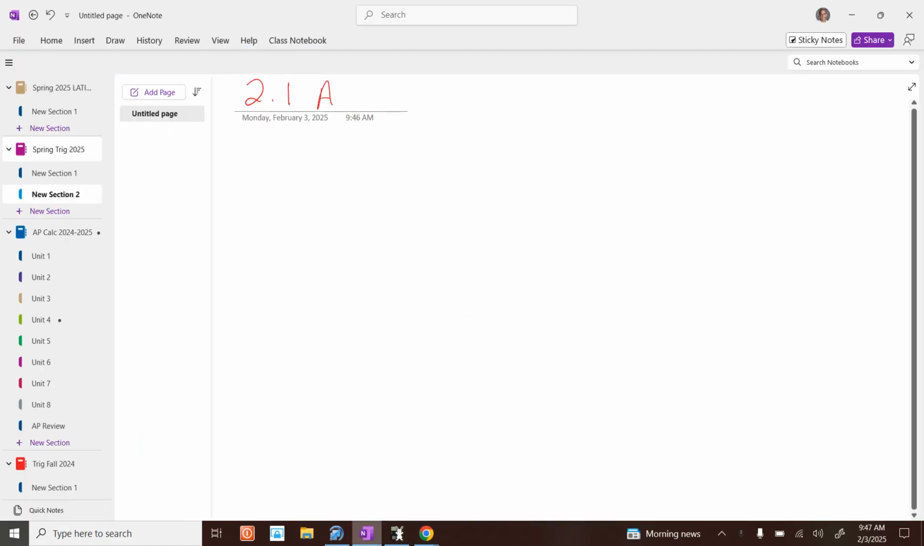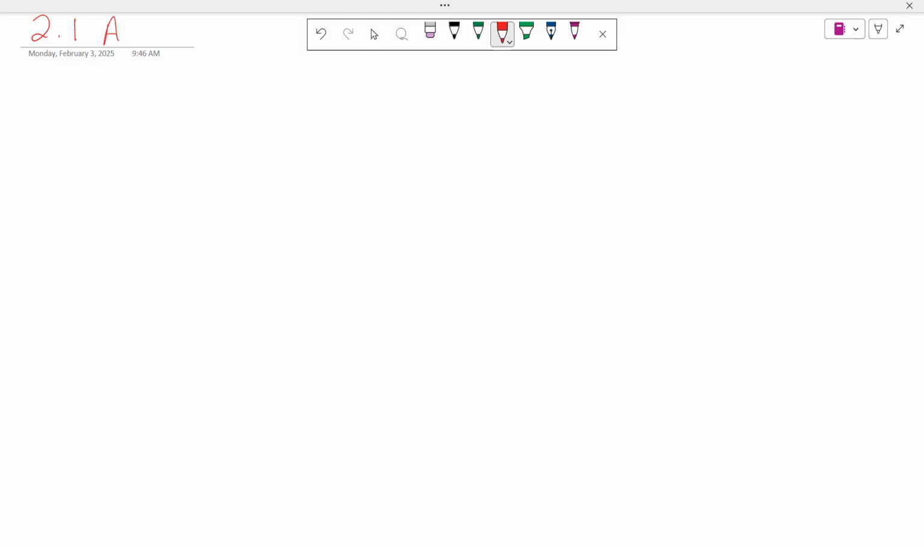Section with unit circle stuff. So if you have your unit circle around somewhere, it would be a good idea to get it out.